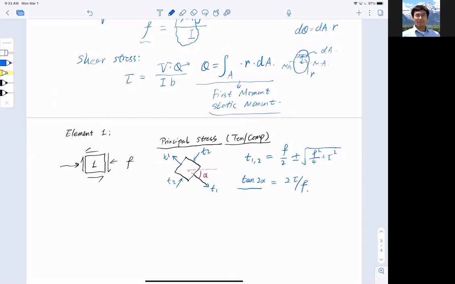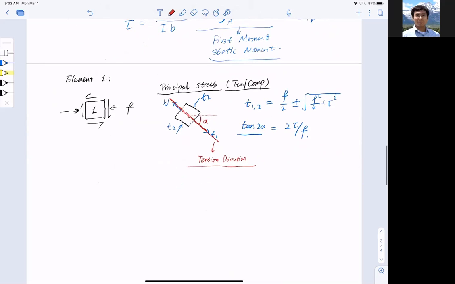So why is this important? Because I want you to take a look. I will define this as the major tension direction, this red line here. Just put this in your mind. This is called the tension direction, meaning along this line, I'm going to see tension at this spot. So that is element 1.